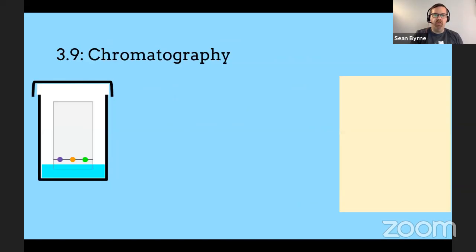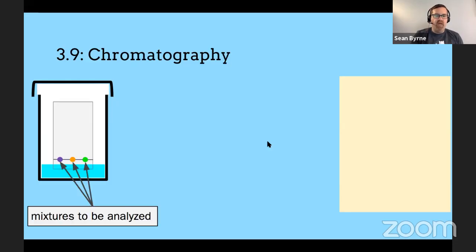So in a chromatography setup, you would have something that looks similar to this. So let me just explain some of the different parts to what's happening in this lab here. Okay, so we have 3 different mixtures to be analyzed, and remember that each of these 2 methods that we're looking at have to be a way of analyzing a mixture. So we have at least 2, if not multiple, different substances in there.